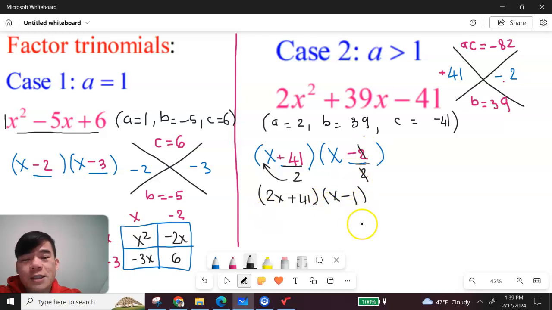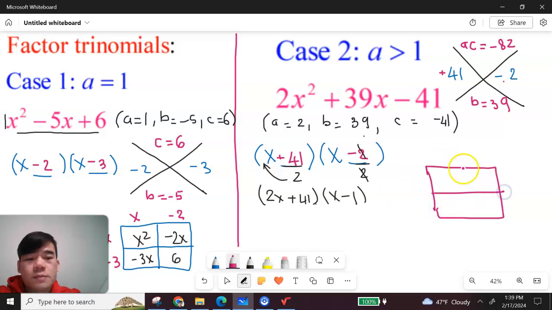It's pretty fast. Alright, so we can check our work using the box method. Alright, so we put 2s right here, 41 right here. We put s right here, we put -1 right here.